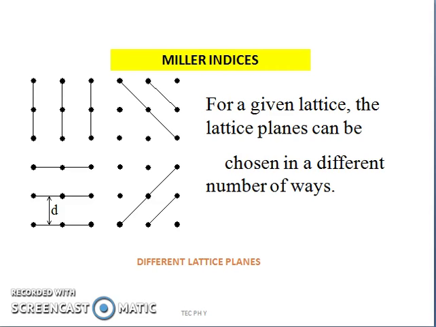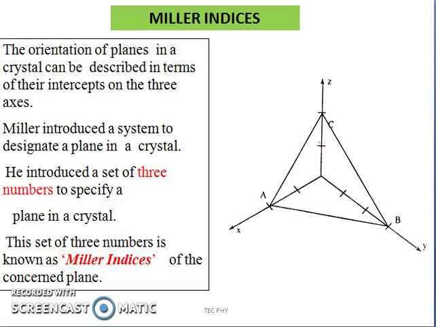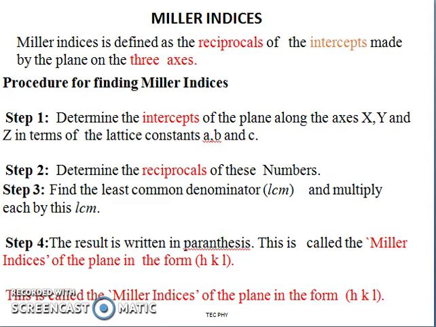For a given lattice, the lattice planes can be chosen in a number of different ways. The planes can be chosen as vertical, horizontal or diagonal. The orientation of planes in a crystal can be described in terms of their intercepts on three axes. Miller introduced a system to designate a plane in a crystal. He introduced a set of three numbers to specify a plane, known as the Miller indices of the concerned plane. Miller indices are defined as the reciprocals of the intercepts made by the plane on the three axes.